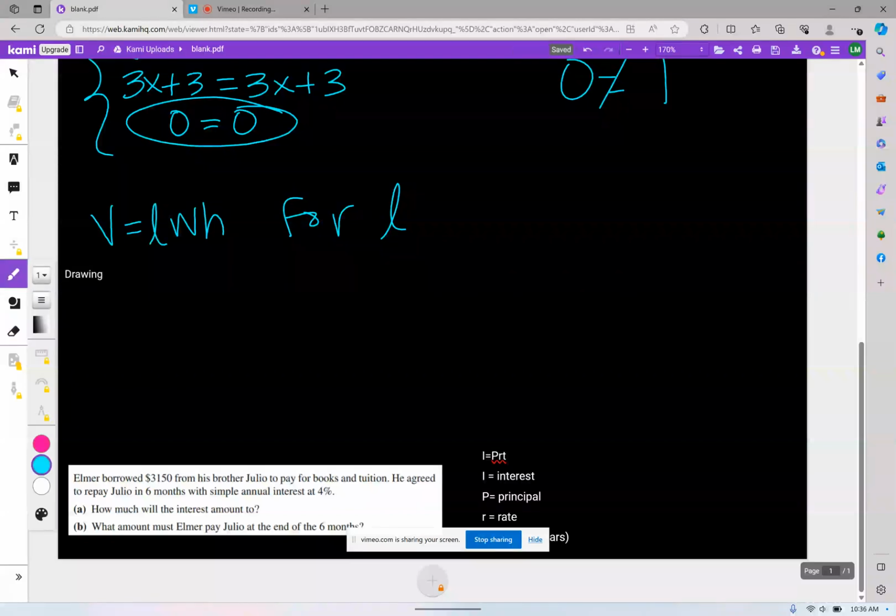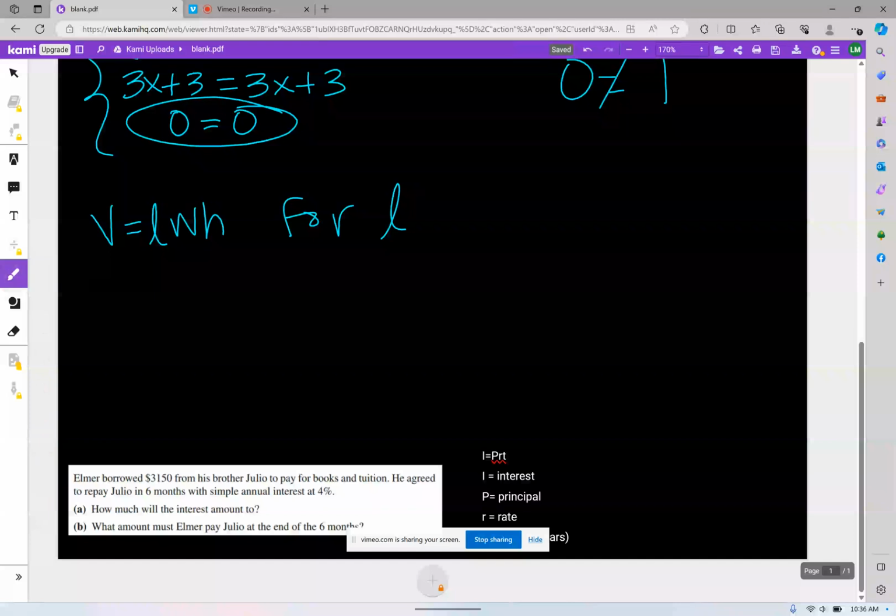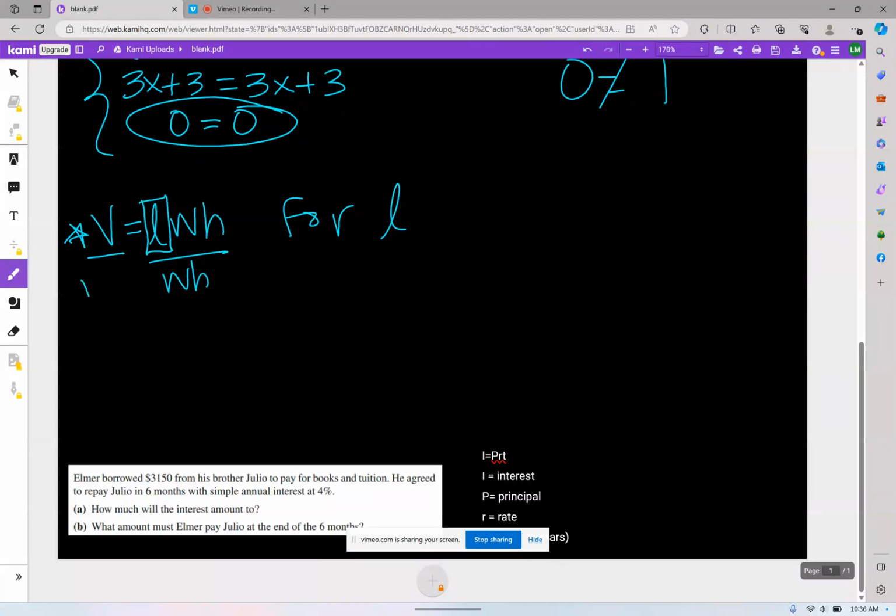So step back from the equation and decide what's going on in the equation. If I look at this, volume equals length times width times height. It's all multiplication. And to undo multiplication, we divide. So I'm going to isolate the L, so I'm going to box it and then divide. I'm going to divide both sides by WH, and that allows me to isolate L, and that's my equation.